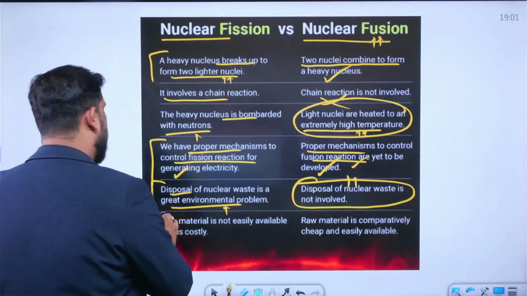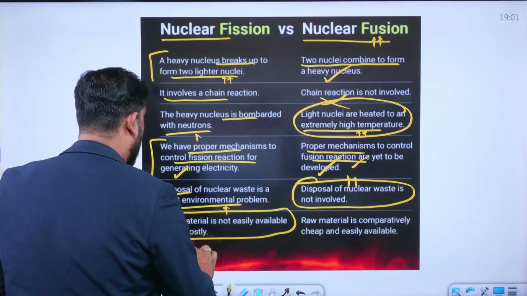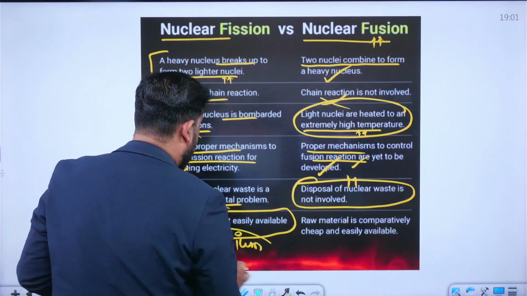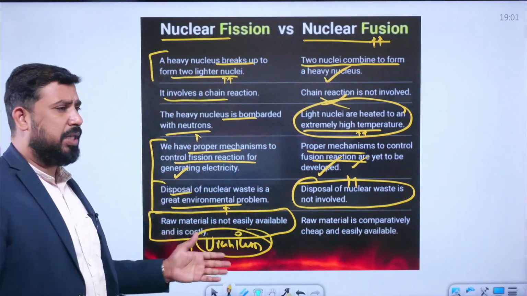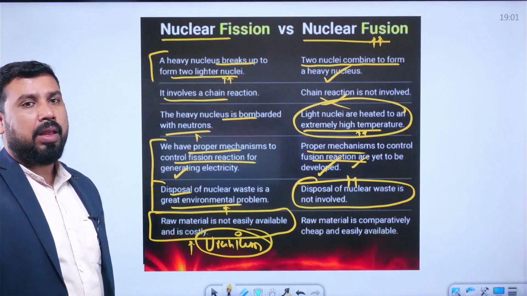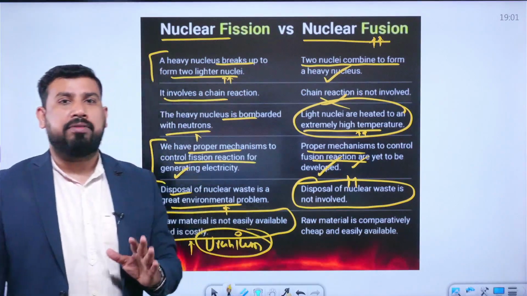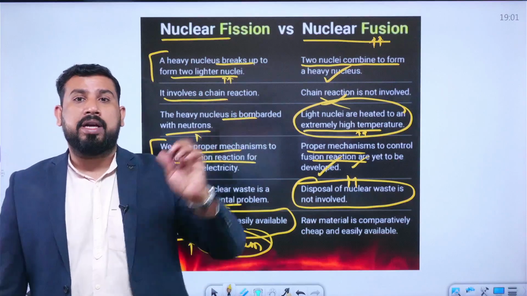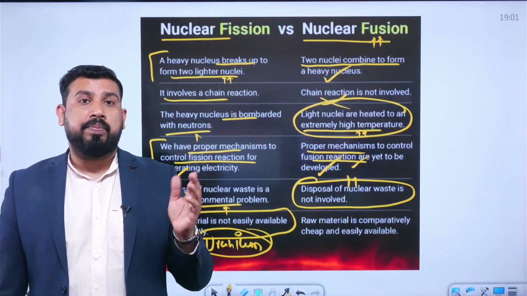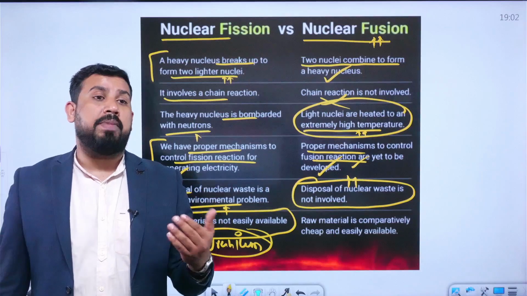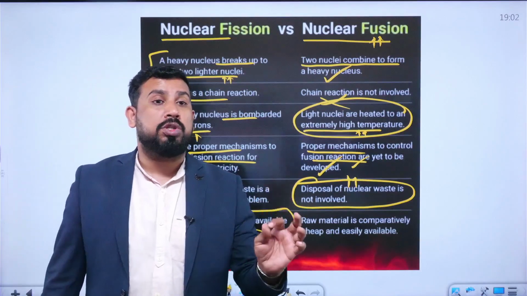Apart from it, raw material is not easily available and is costly. When we talk about uranium and plutonium, those are metals which are very costly and not easily available. That's why you have heard about rare earth metals and critical earth metals. The deal has happened between America and Ukraine. That's why America is using the resources of Ukraine.